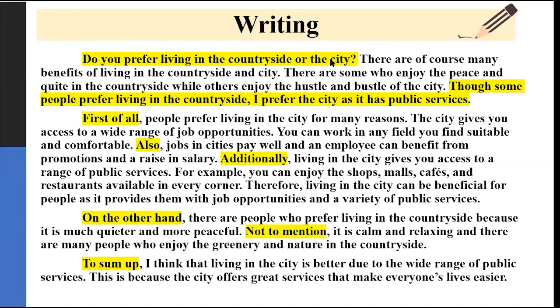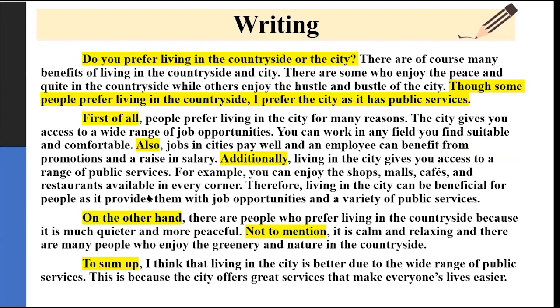Okay. After you write your hook, we put a general sentence about the topic. Okay. For example, there are of course many benefits of living in the countryside and the city. I don't go into details, I want something general because it's an introduction. We leave the details for body 1 and body 2. And the last sentence in the introduction is the thesis. It's the same one I wrote in the outline; I didn't add or remove anything, I take it and move it to become the last sentence in the introduction. Okay, this is the same one I used in the outline. Though some people prefer living in the countryside, I prefer the city as it has public services.